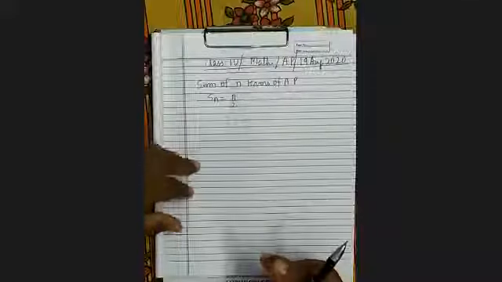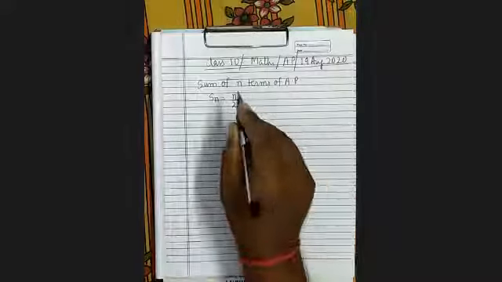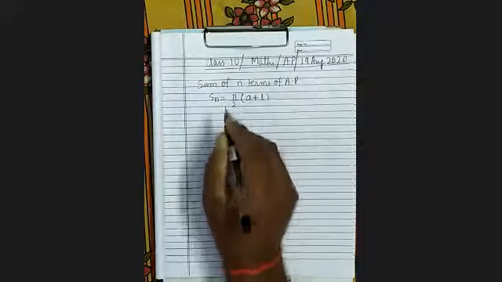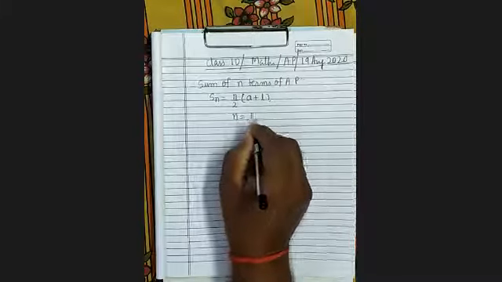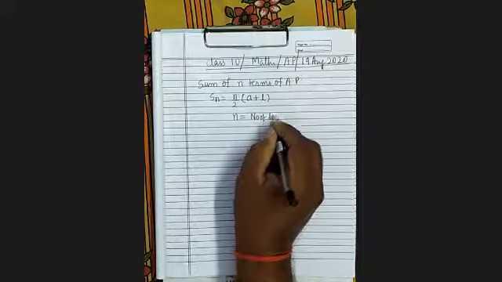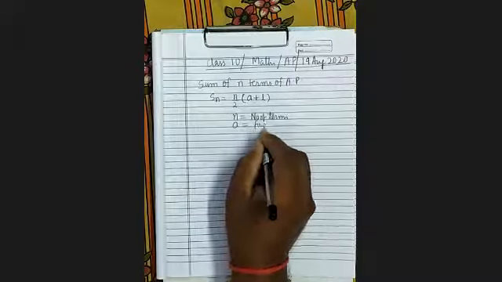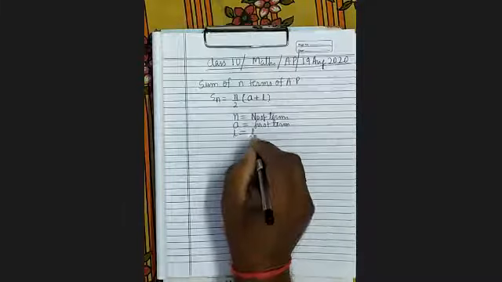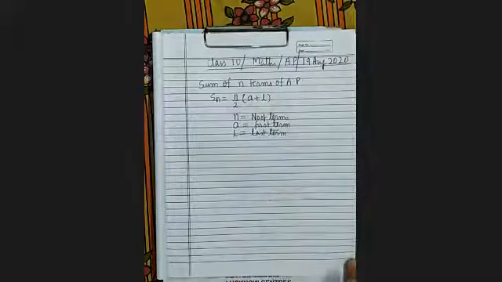So sum of n terms of AP, Sn equals n by 2 within bracket (a plus l). What is n? n is the number of terms. a is the first term and l is the last term. This point is clear. This is the sum of n terms of AP.